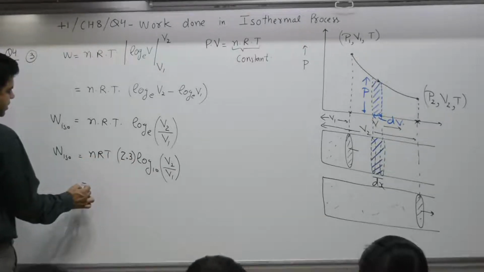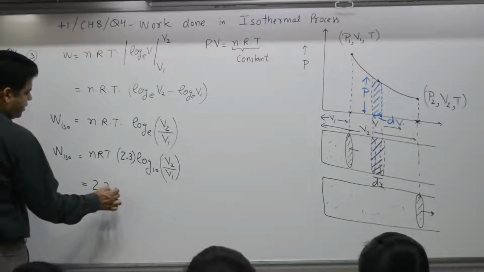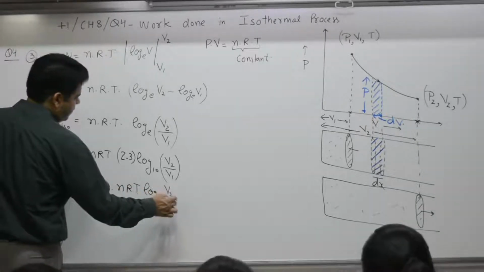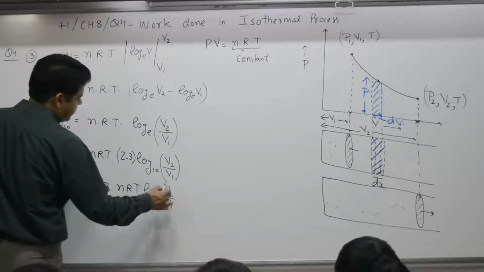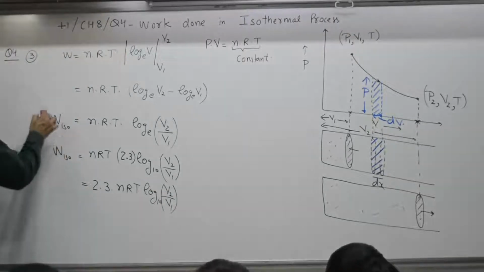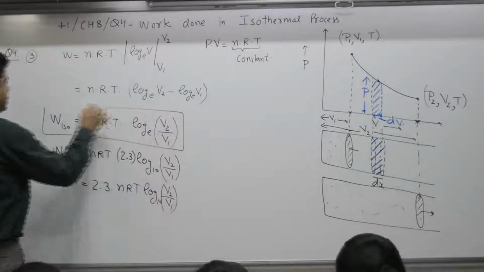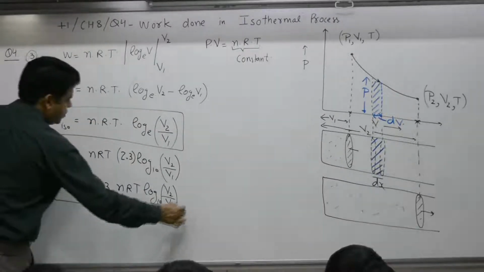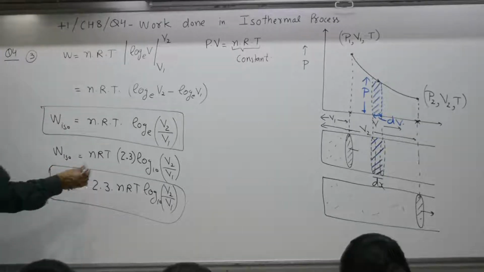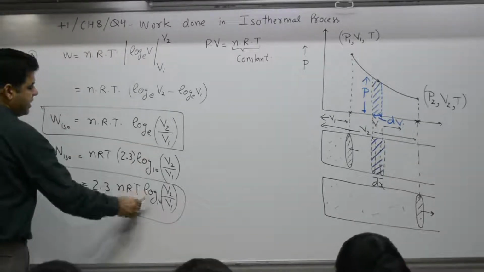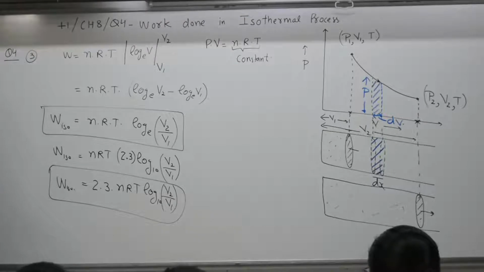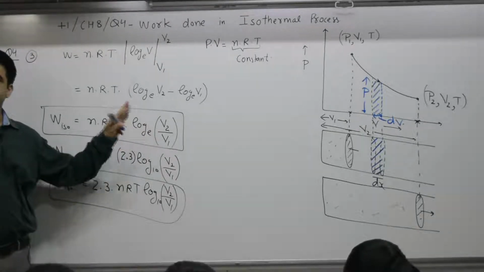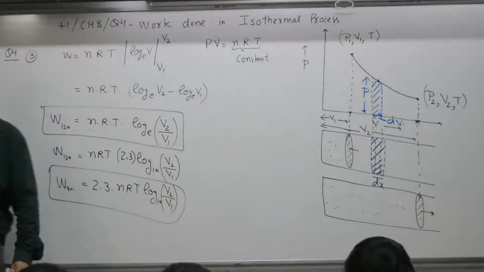nRT 2.3 log of V2 by V1, in case it is to the base 10. So this is one answer. This is also the same, but the change is here it is to the base e and here it is to the base 10. This value will be given to you. Log of this to the base e is what? Given by the examiner. Nothing to worry about.